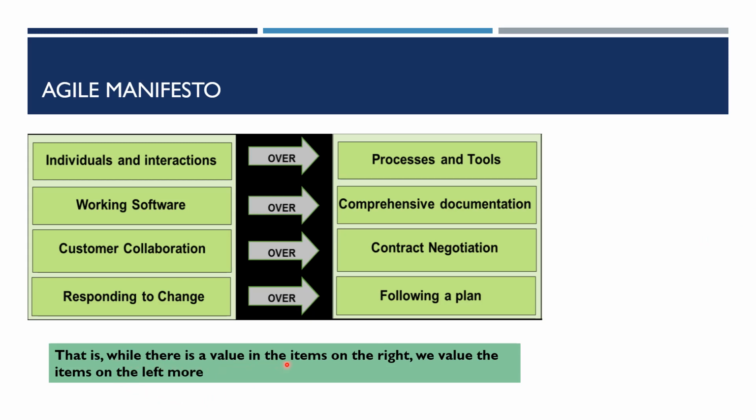While there is a value in the items on the right, we're not saying that these are not important. These are very much important. We've been doing this for several years in the waterfall approach, but Agile values the items on the left more. That's the crux of it.